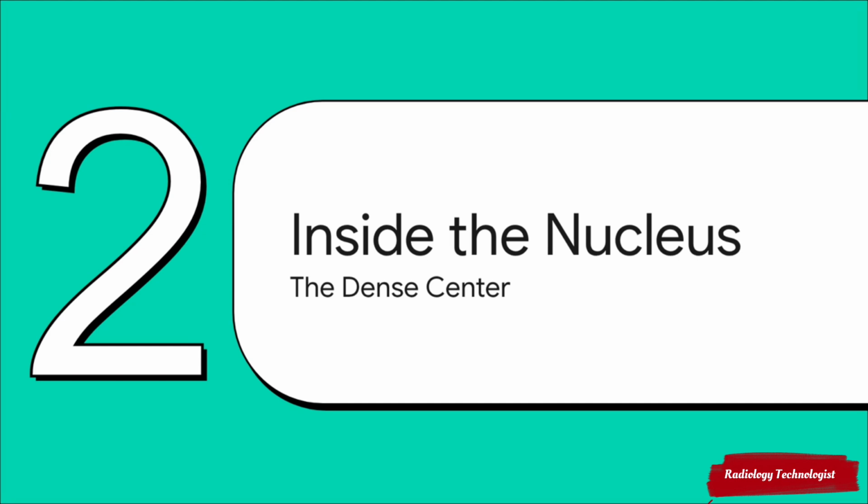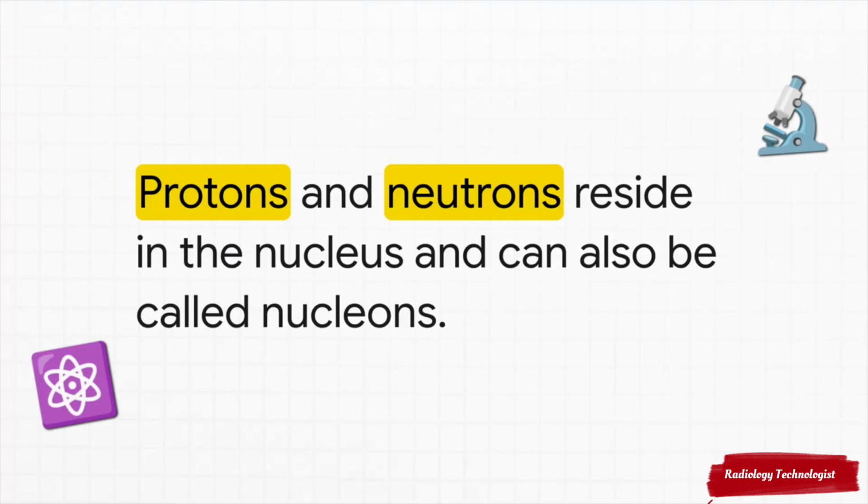Section 2. Inside the nucleus, the dense center. Let's zoom even closer in. While those negatively charged electrons are orbiting around the outside in sort of a cloud, the protons and neutrons live really closely together right in the center, which we call the nucleus. Because they share this incredibly tight living space, protons and neutrons can collectively be referred to as nucleons. It's just a handy umbrella term to remember when we're talking about the core of the atom.